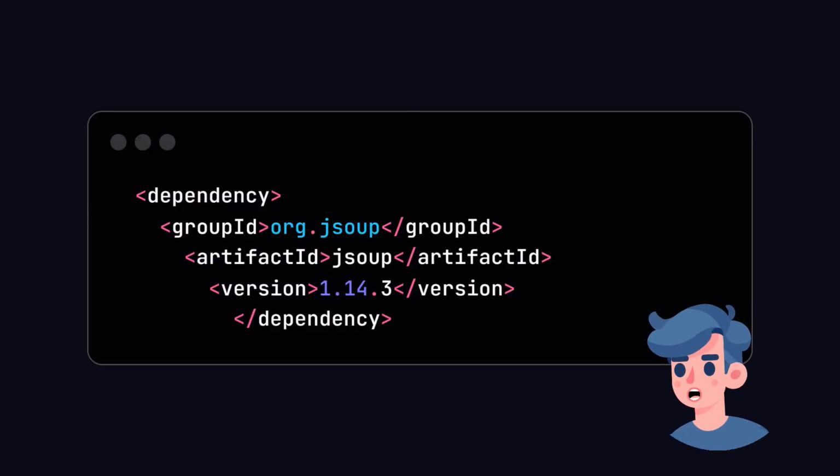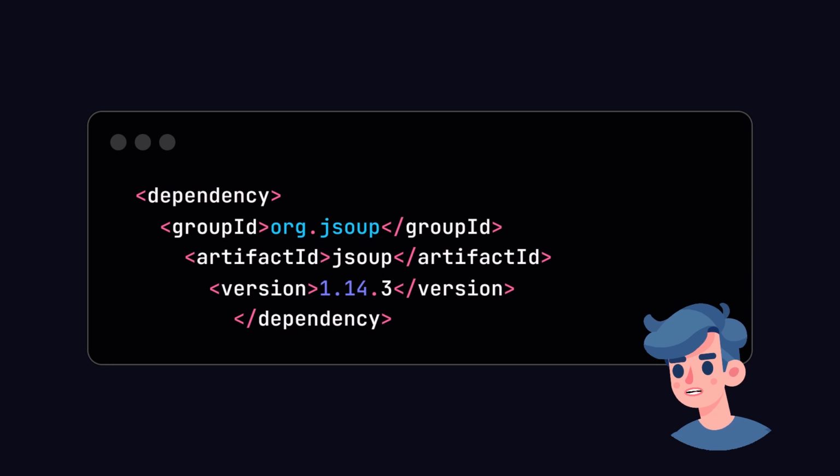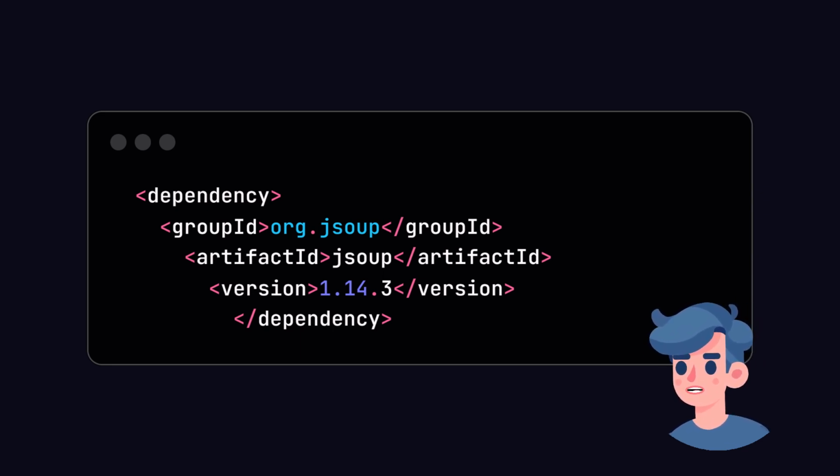We'll start by creating a class called Social Media Scraper. This class will be responsible for collecting posts from a public social media site. For our example, we'll scrape Twitter using JSoup. First, you need to include the JSoup library in your project. Here's how to do it with Maven.